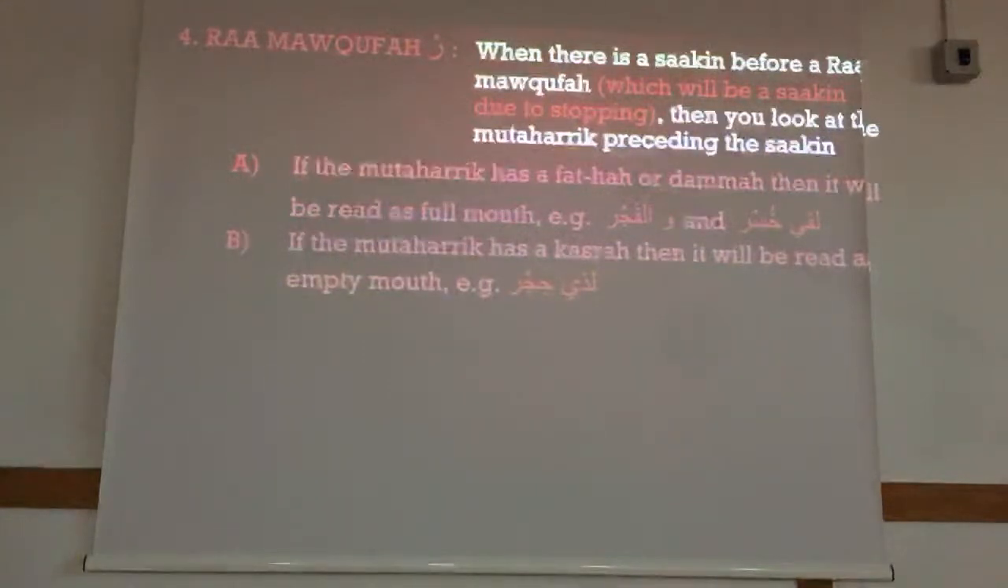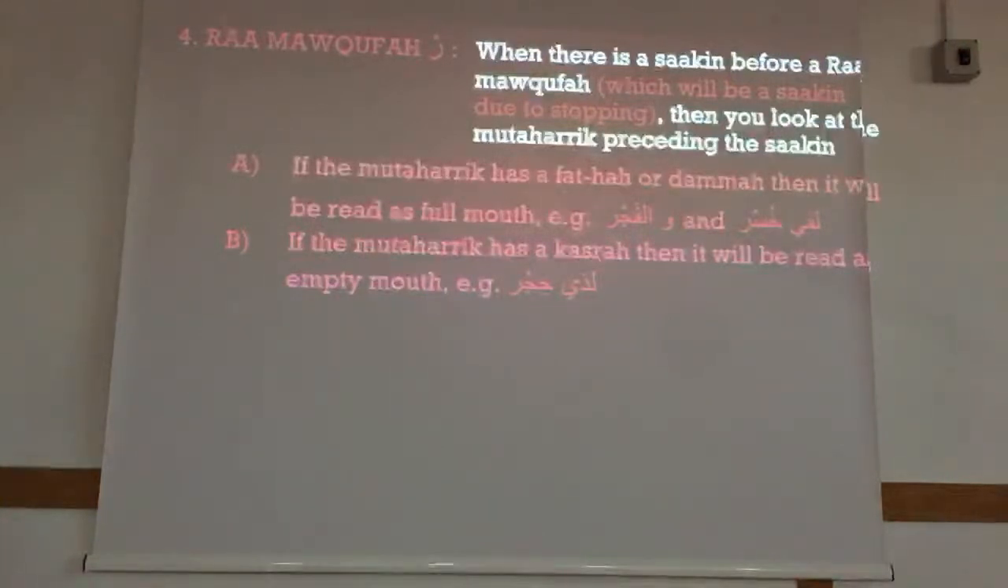Stop. Okay, waqf means stop. So ra mawqufa, what it means, it's that ra that you're stopping on. Okay, and generally when you're stopping on a ra mawqufa, you stop on it with a sukoon. You understand? You'll understand from the example. Okay, so what is the rule of ra mawqufa?